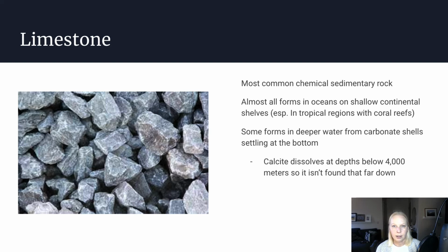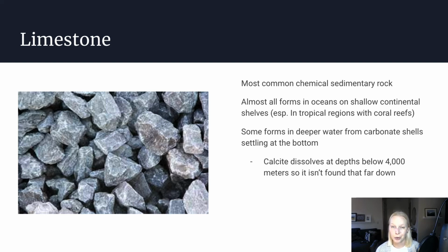And again, when we find rocks like limestone, that tells us something about the depositional environment. So if we find a limestone, we might start thinking, I wonder if this used to be a coral reef or a shallow continental shelf. Those are the things that should start going through your head when you come across a limestone in situ or out in the field. Some limestones tend to form in deeper water, and they can form from carbonate shells from plankton and things like that settling on the bottom of the seafloor.